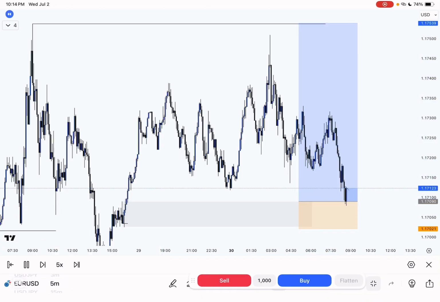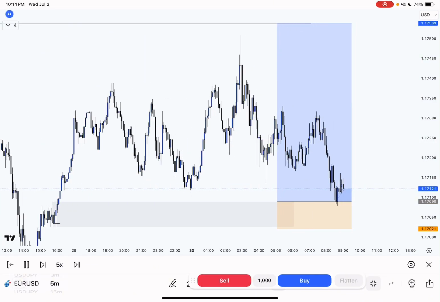So our point of interest already got triggered at this point, and we can see an immediate reaction from our point of interest.